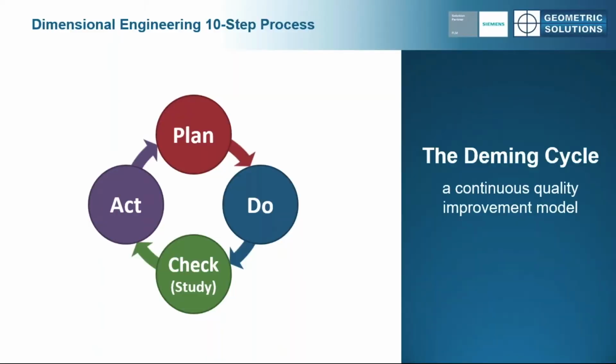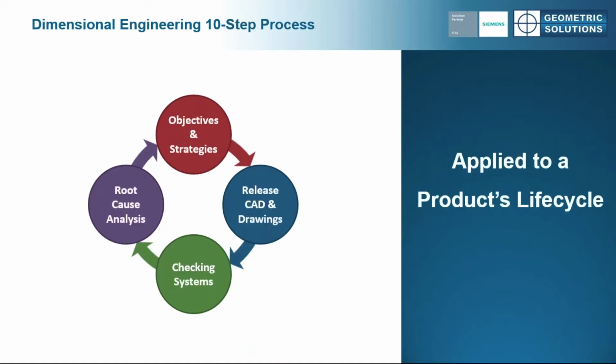So if we talk about this 10-step process, the foundation was based on Deming's plan, do, check, act process. For those of you in the quality business, Deming is the godfather, the person who really introduced it here in the 60s and the 70s to the manufacturing industry here in the States. We take that and change it to a product life cycle.